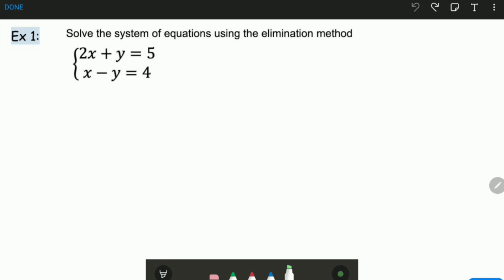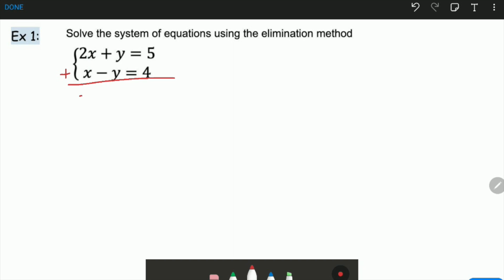Step 2 is to figure out which variable we're going to eliminate and make sure the coefficients are the same, just opposite sign. In this case, we don't have to really worry about that because y already has the same coefficient with a different sign. So we're going to eliminate y this time. Once we've decided that and made sure that is set up, we simply add the two equations.